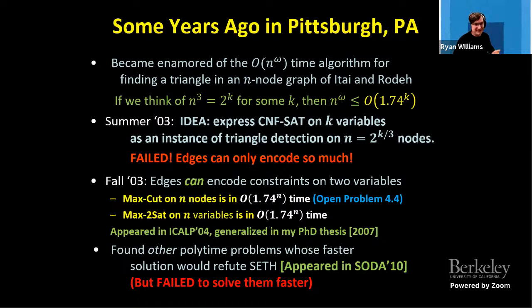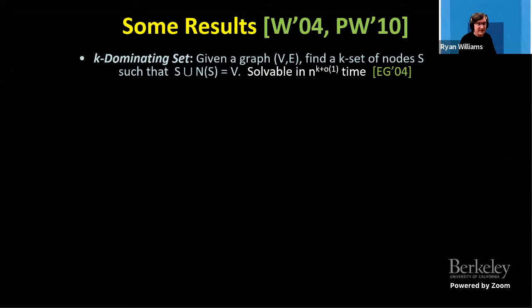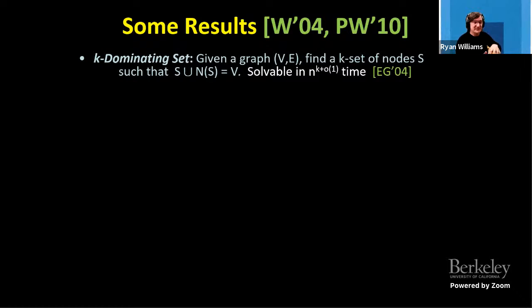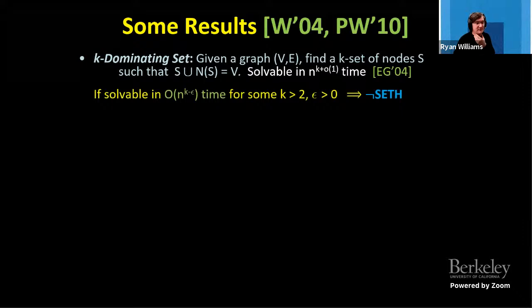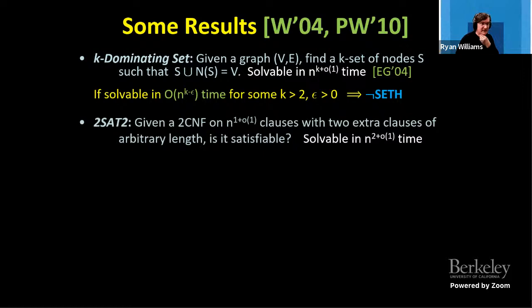So here are some of the results. I'll just briefly mention. k-dominating set is a very important problem in parameterized complexity, which Stefan Szeider talked about a bit yesterday. Given a graph, we want to find a set of nodes of size at most k, such that the set union with its neighborhood is the whole vertex set. The naive algorithm will take n to the k plus 1. You can solve it in close to n to the k using matrix multiplication tricks. We showed, and this is work with Mihai Patrascu, eventually appeared in SODA 2010, that if you could solve it even slightly faster, for some k and for some epsilon, then SAT is false. There's this other problem, 2SAT plus 2: given a 2-CNF with 2 extra clauses of arbitrary length, is it satisfiable?